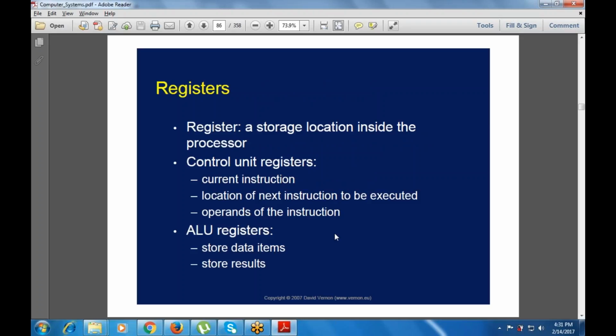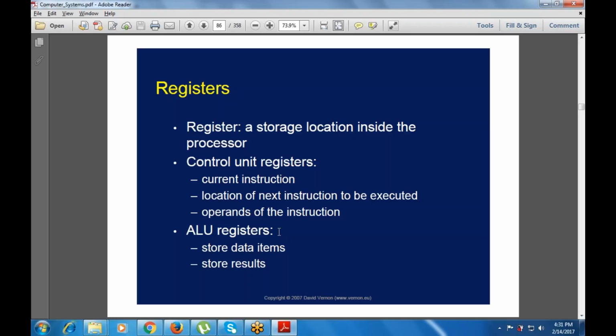Then a register is a storage location inside the processor. The control unit registers are used with the current instruction. The location of the next instruction to be executed is stored in the instruction register or the PC, then the operand of the instruction. The ALU registers store the data items and also store the results. So one is the control unit and one is the ALU; the control unit registers hold the current instruction, the location of the next instruction, and the operand available for it.